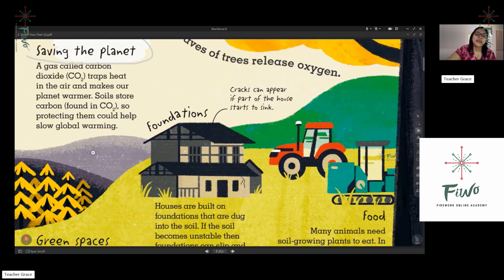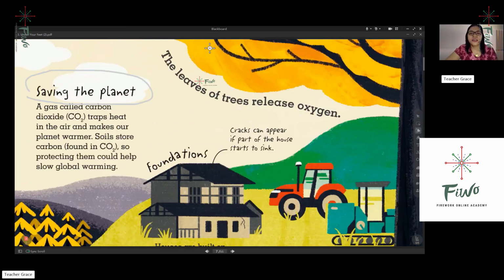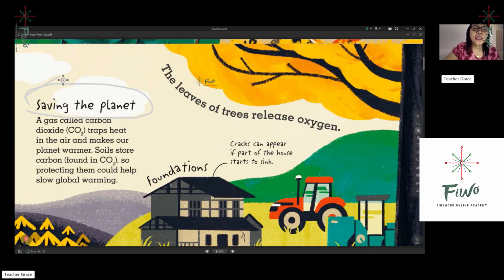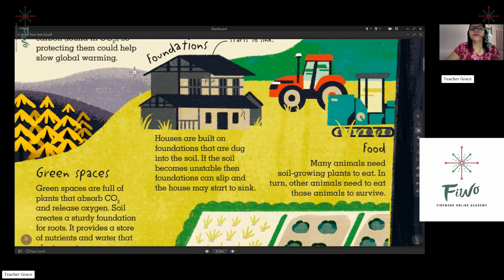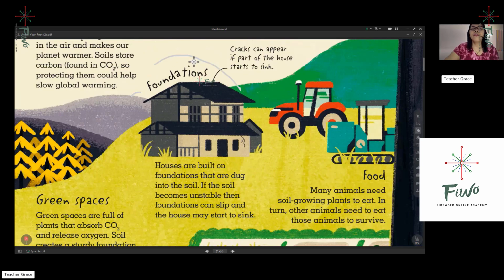So after that, if the plants can get carbon dioxide from the soil, the plants release oxygen, and oxygen will be inhaled by us, by people, right? And then vice versa. The plants release oxygen and the people release carbon dioxide. So we are exchanging what? Changing air. Okay. Yeah. So aside from saving planet, we also have foundation. Yeah, foundation.